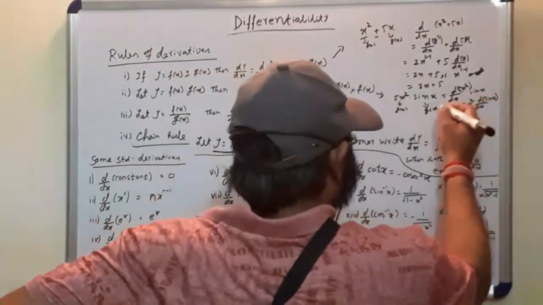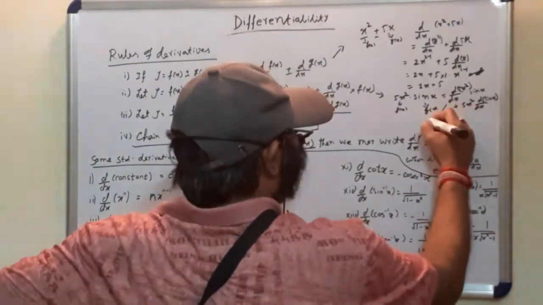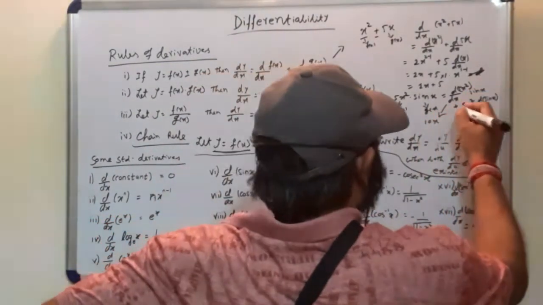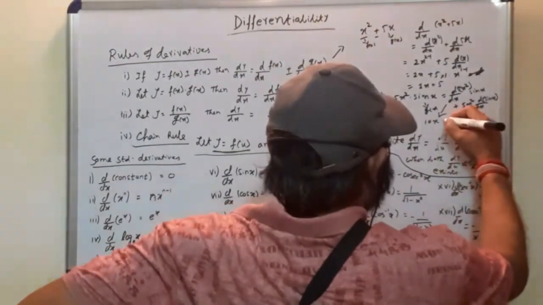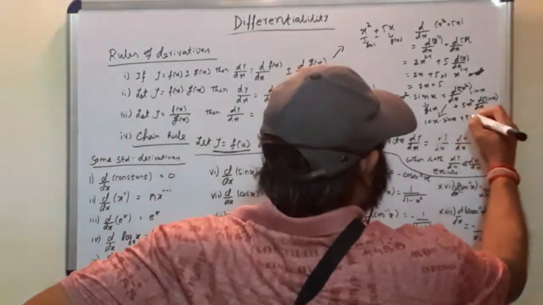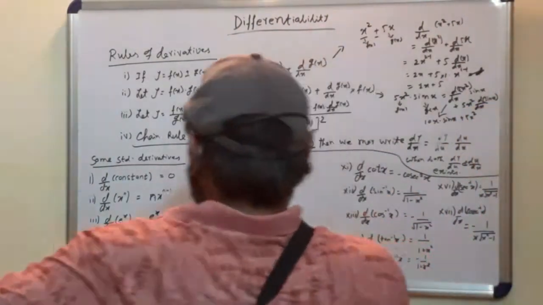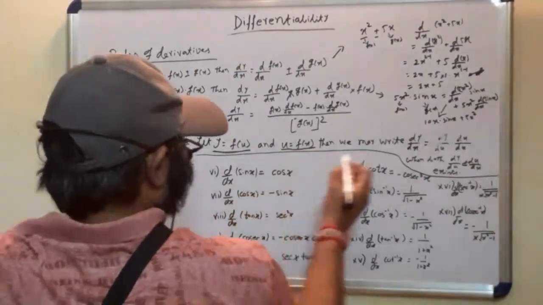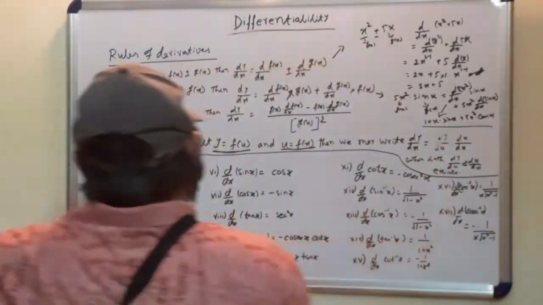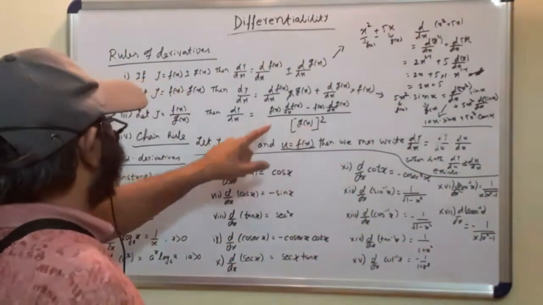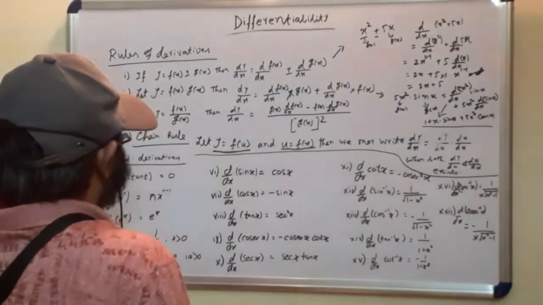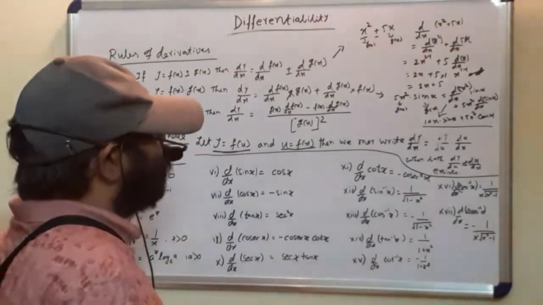It means d/dx of 5x² we can directly put as 10x, that is 5 into 2 into x to the power 2 minus 1. That means 10x into sin x plus 5x², and the derivative of sin x is cos x, into cos x. Similarly, we can find the derivative of a composite function, that is two functions, by using the division rule also.